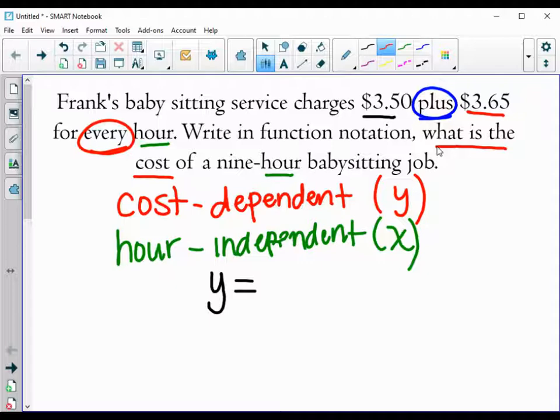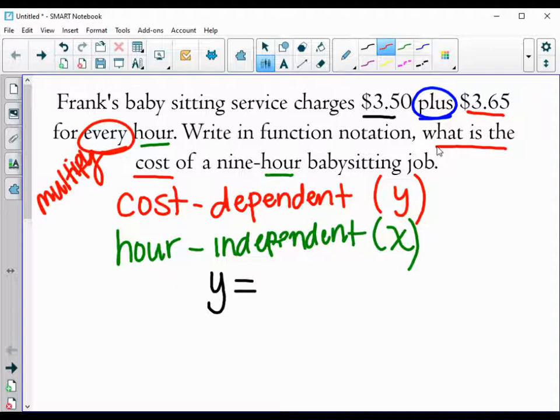Okay? So for the second hour you're going to be charged another $3.65. For the third hour you're going to be charged another $3.65. So that tells you that we are going to be multiplying. I'm going to put an x there so you don't get confused. I'll write multiply.